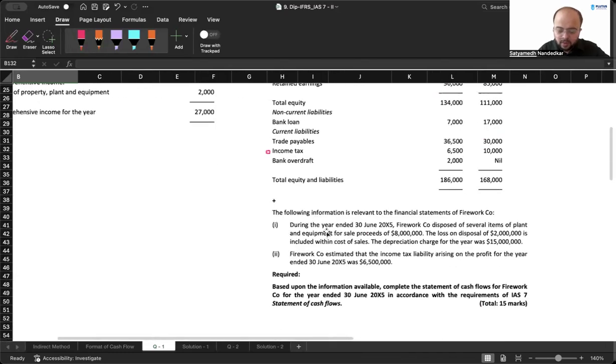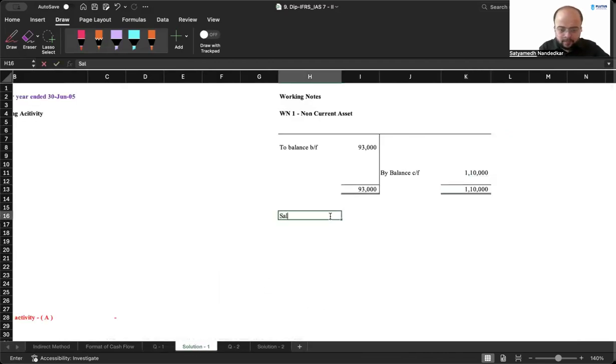Now, during the year, Firework Company disposed of several items of plant and equipment for sale proceeds of 80 lakh. Loss on disposal was 20 lakh. So, sale proceeds 80 lakh, but because all numbers are in thousands, we are going to convert this to thousands.